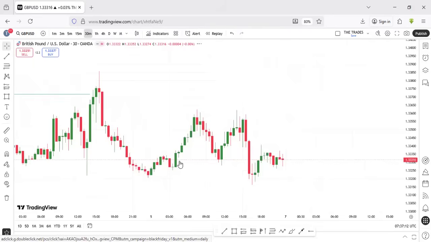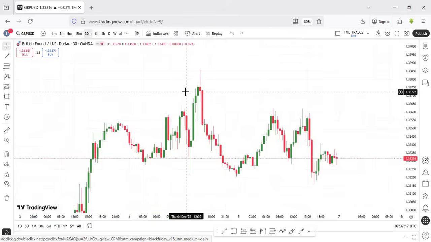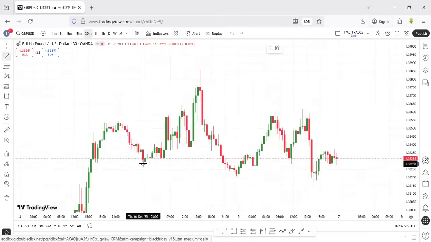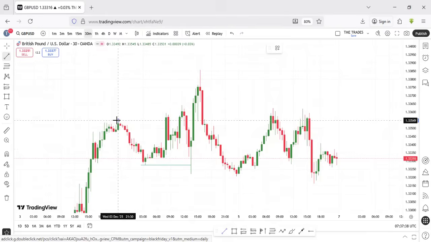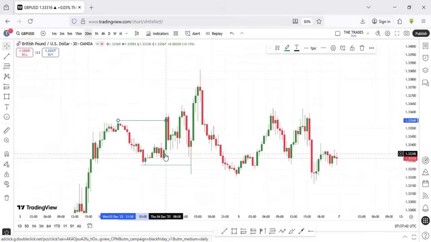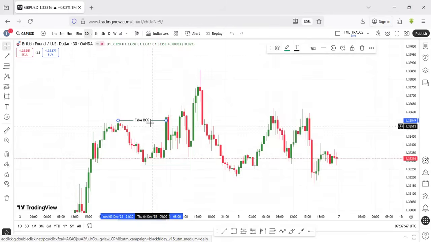There is something I'm seeing already. As we can see, we had a market that created a higher high and later created a higher low. This higher low did not sweep any liquidity, right? It didn't sweep any liquidity. So the market went and created another break of structure. How do you identify a fake break of structure? When the low that created that break of structure did not sweep any liquidity. So we are going to identify this as a fake break of structure.